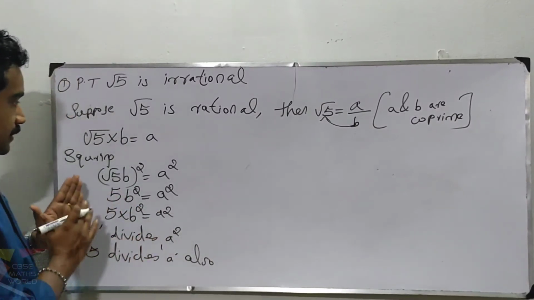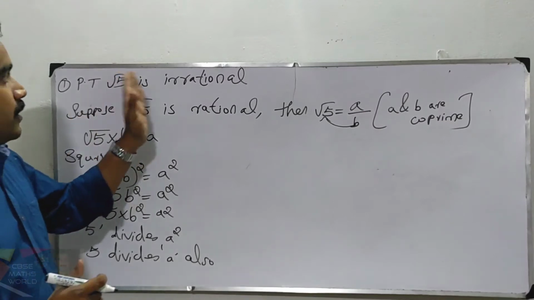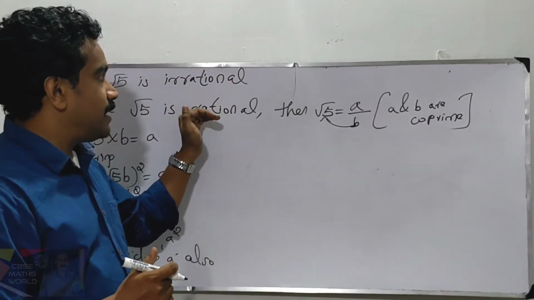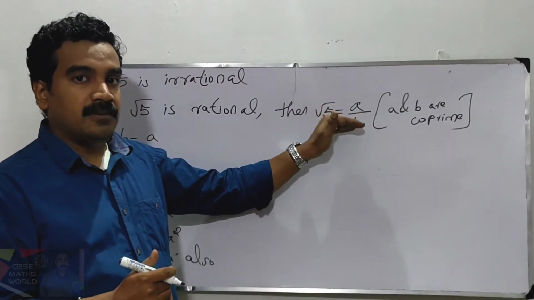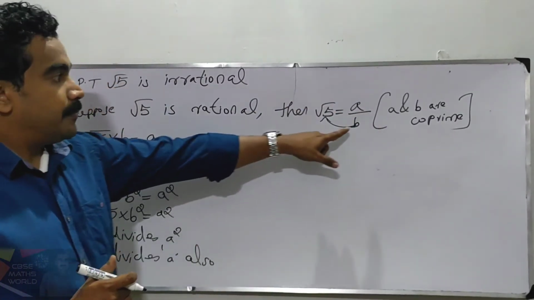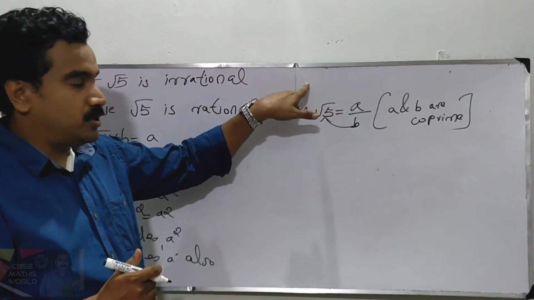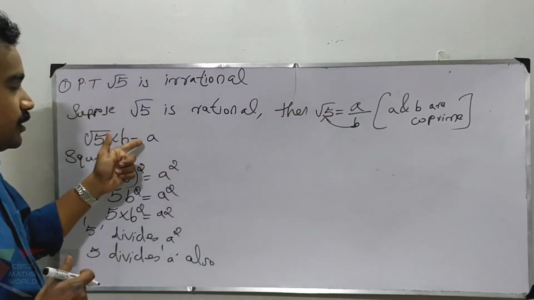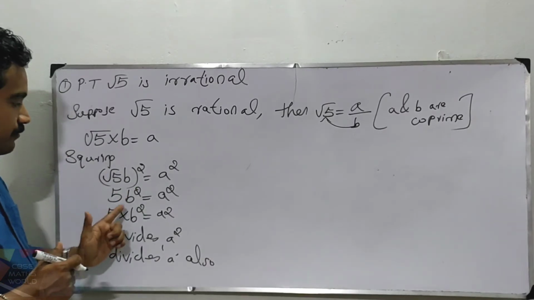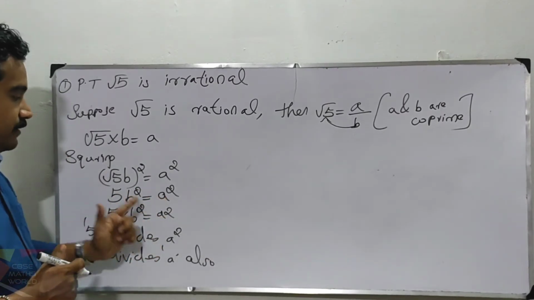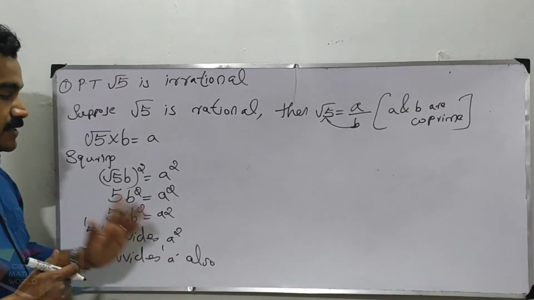This is the first part. The first part is over. So what is the question? Root 5 is irrational. We are saying suppose root 5 is rational. Root 5 can be written in the form a by b, where a and b are co-prime. Then bring b to the other side, root 5 b equal to a. Squaring on both sides, you will get 5b square equal to a square. It means that 5 into b square is a square. 5 divides a square, so you can write 5 divides a also.